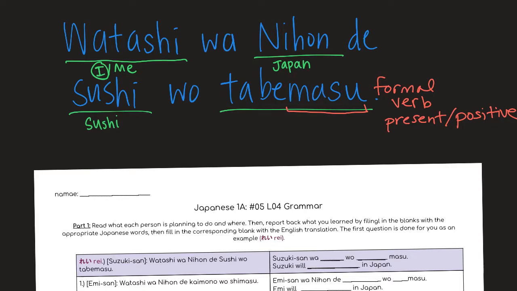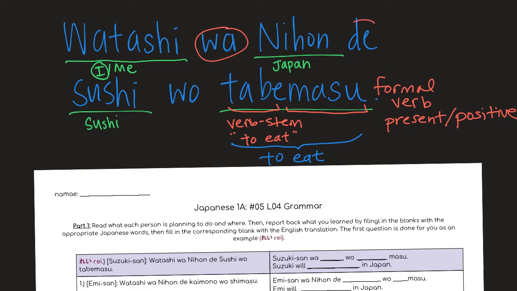And tabe. Tabe is what we call a verb stem. So this is the verb stem for to eat. So tabemasu altogether means simply to eat, or going to eat, in this case, since they're planning. So let's check out our particles. We have particle wa, de, and wo.